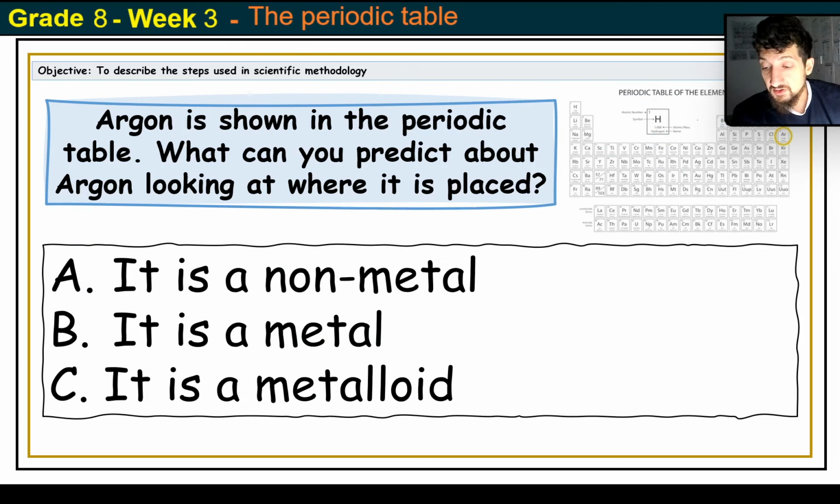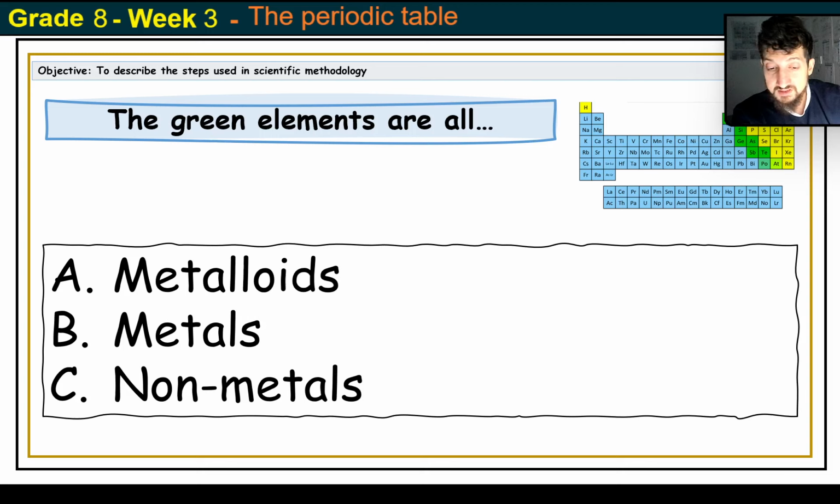Argon is shown in the periodic table. What can you predict about argon looking at where it is placed? It's in group 18. It's in the noble gases, so that's going to be a non-metal and it's going to be very stable. The green elements are all what? Now remember, these ones are halfway between the metals and the non-metals. Over here we've got the non-metals. Over here we've got the metals, and these ones are in between. We call these metalloids.